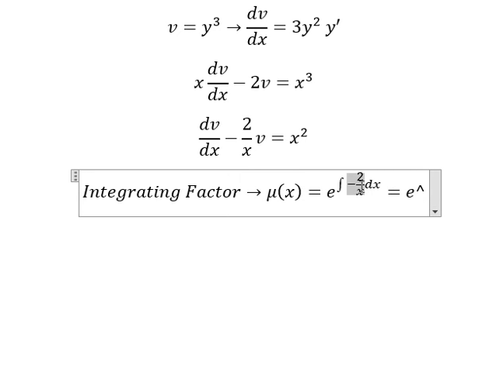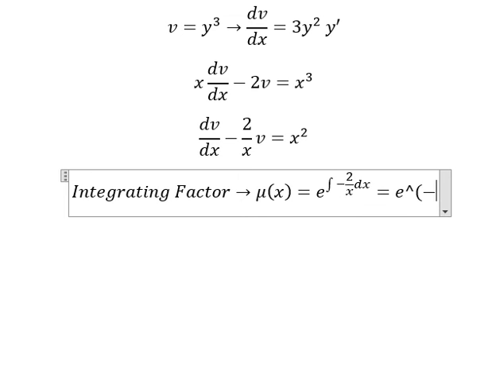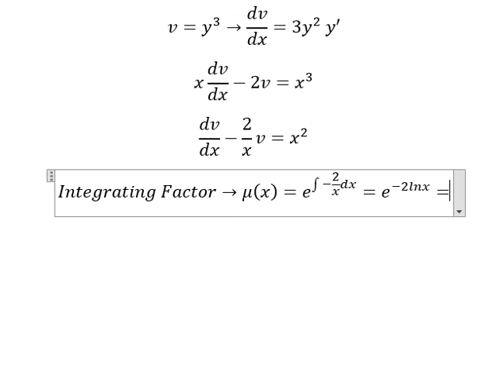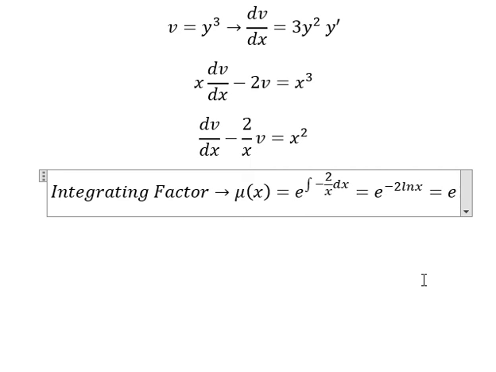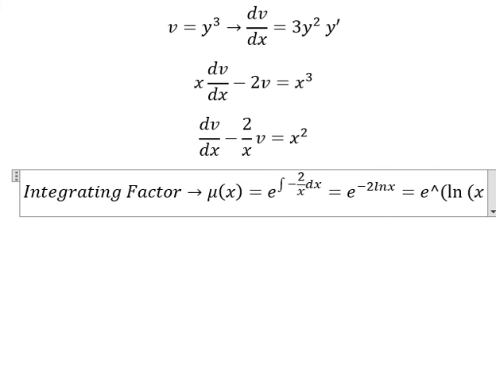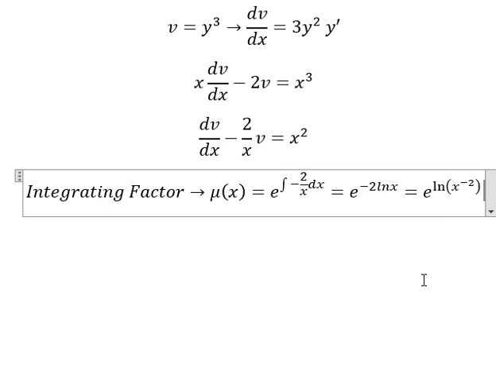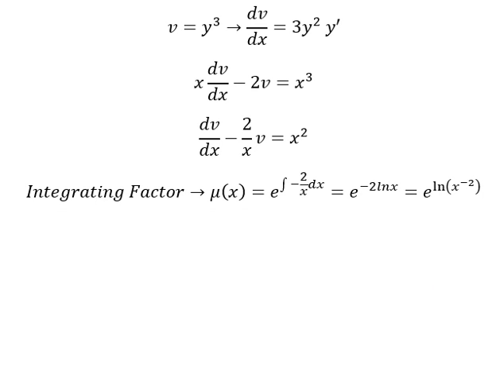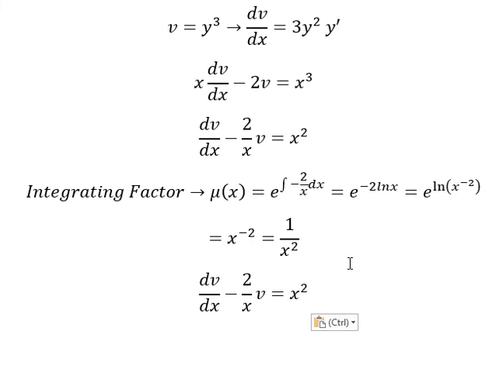The integration of this one, we have negative 2 ln s. Later, that negative 2 goes inside the natural log in here. And this one we have s to the power of negative 2, and we can write it as 1 over s squared. That means we multiply both sides by this one.